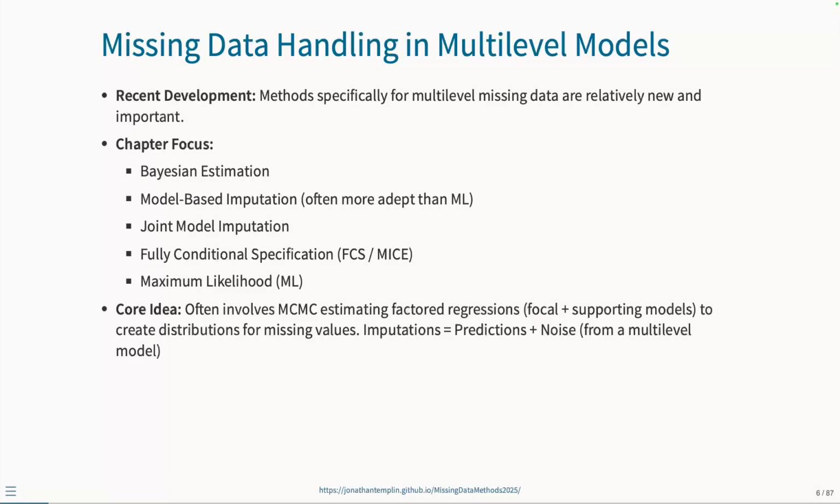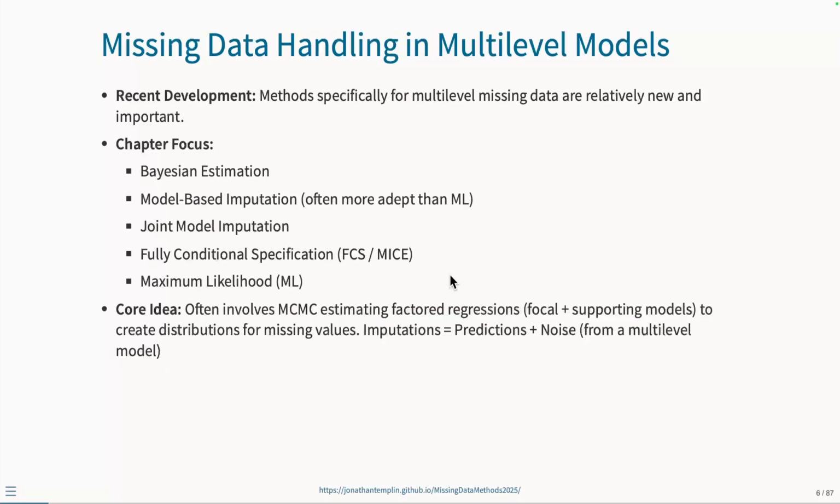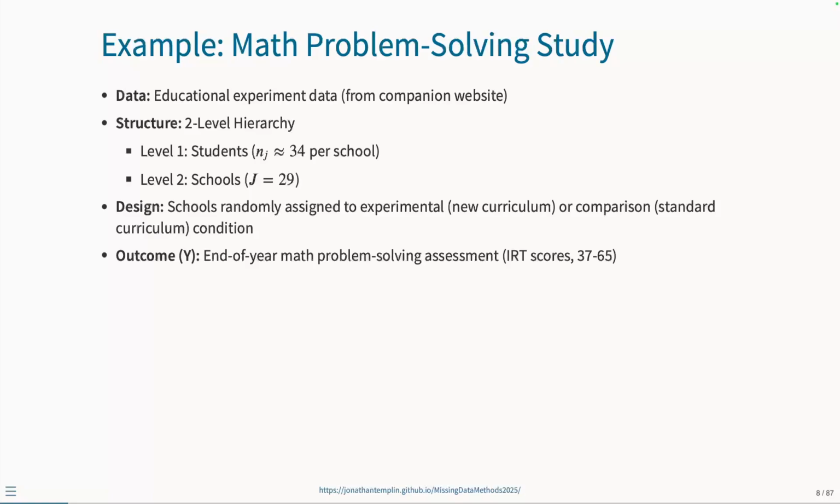Okay, so the chapter focus, as you saw, was Bayesian model-based imputation, and then joint model, fully conditional specification with mice, or maximum likelihood. But the core idea is that this often involves MCMC estimating factored regressions, because we can then disentangle each component and create distributions for those missing values. So what we really want to do is create imputations where the predictions are from a multi-level model itself, so the noise in a multi-level model would be used in the prediction itself. And as you know, in multi-level models, actually, I'll have a slide on that in just a minute. Let's talk about this real quick.